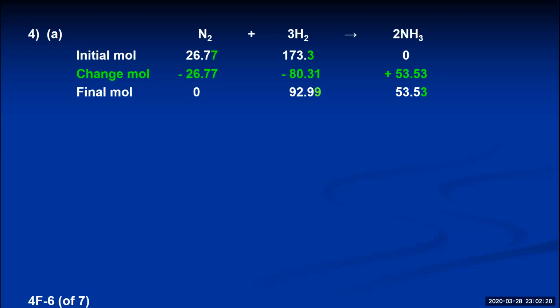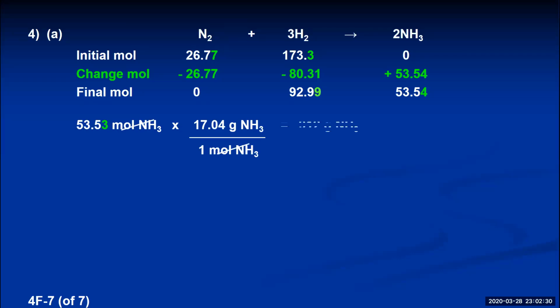We're just going to take the 53.53 moles of ammonia and use its molar mass to switch moles into grams. So a mole goes on the bottom, 17.04 grams on the top, and therefore we can predict you would create 912 grams of ammonia in this reaction. Question B, which one of the 2 reactants is the limiting reactant? It's the one that gets completely reacted away. That's the nitrogen.